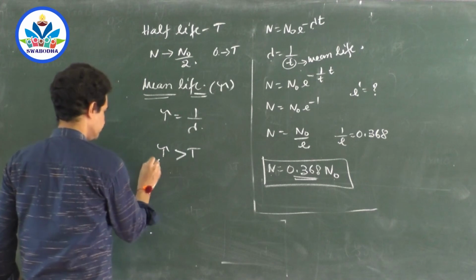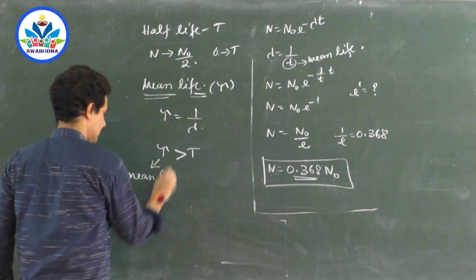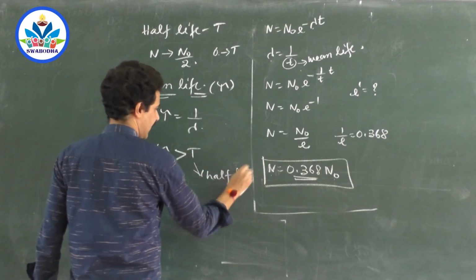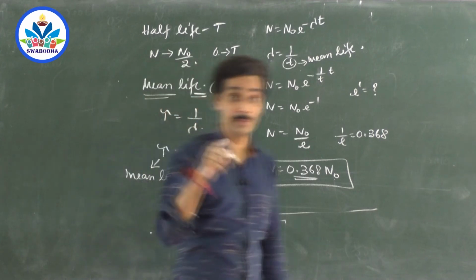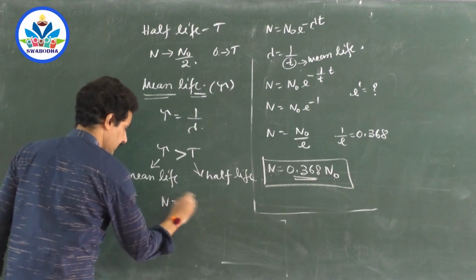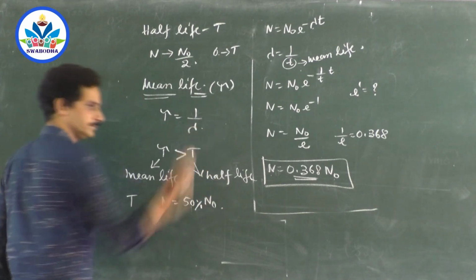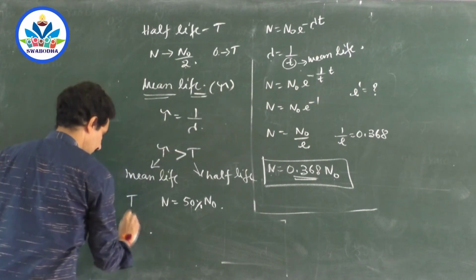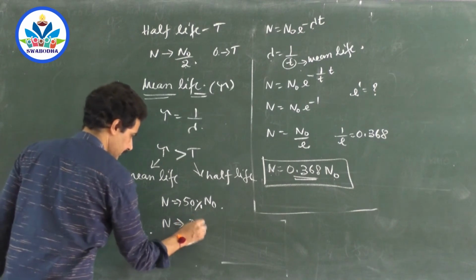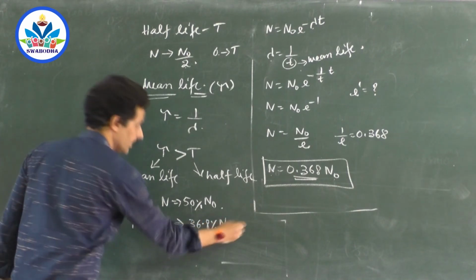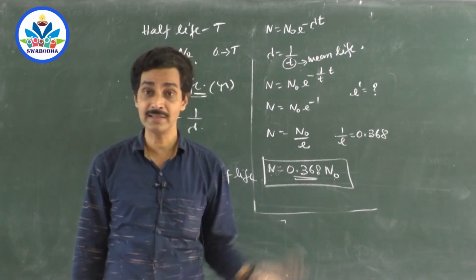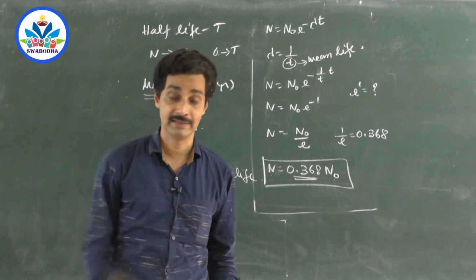This is mean life. Mean life is greater than half-life. Is it correct or should I change this? This is correct. Why? Remember, half-life is the time in which N should become 50% of N naught, correct? N naught by 2, 50%. Mean life is the time in which N should become 0.368 of N naught. So mean life is the time in which the number of atoms should reduce to 36.8% of N naught.